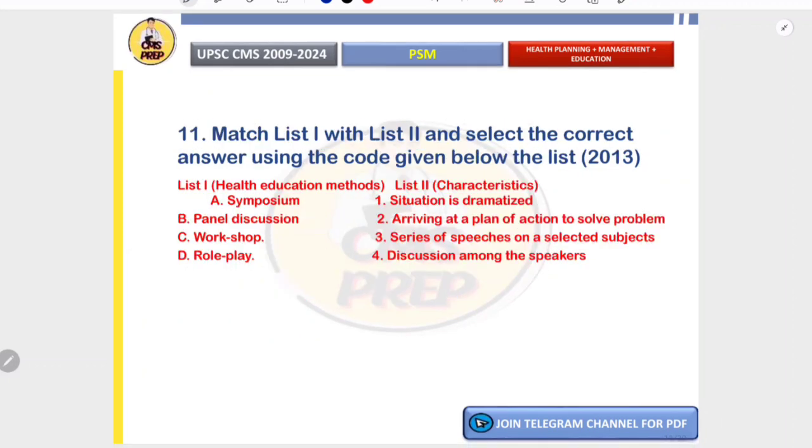Match the following. Symposium, so symposium is a series of speeches on one topic. Panel discussion, it is discussion among the panelists. So 4 is the correct one. Workshop is action oriented, arriving at a plan of action to solve the problem as discussed in the previous question. And role play is where a situation is dramatized.